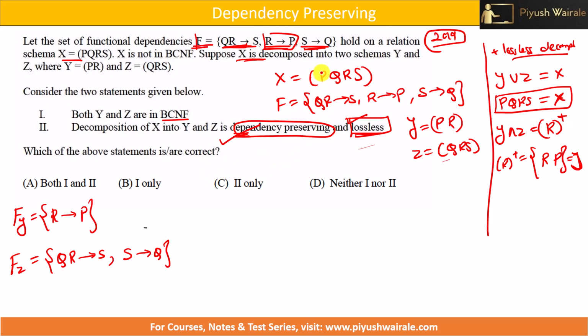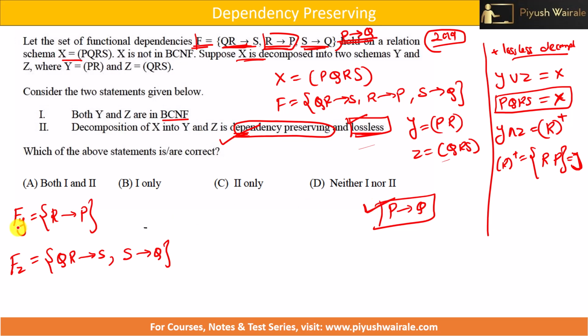Now let's say, for example, we have P determines Q as well. We have one more FD, P determines Q. In that case, I cannot add it in FY because Q is missing. I also cannot add it in FZ because P is missing. Only for such FDs, which are not directly preserved in any one of the relations, we need to check for dependency preserving. In that case, you have to follow the procedure we have discussed.